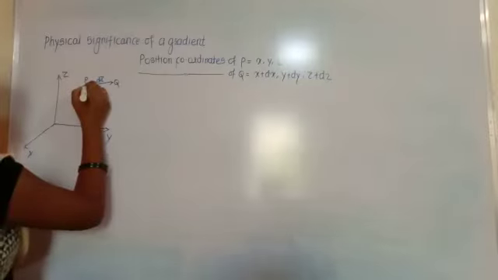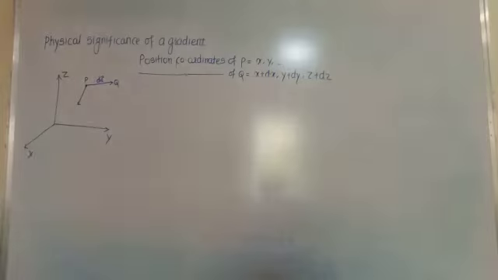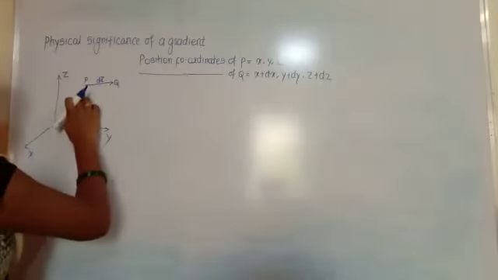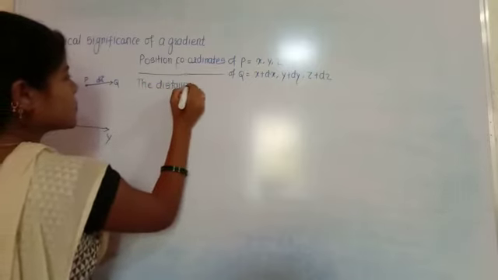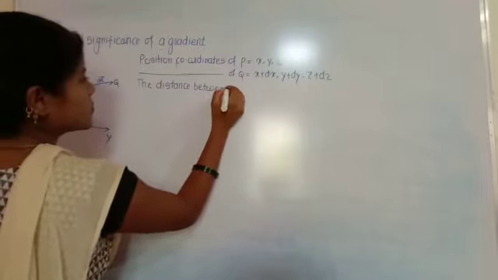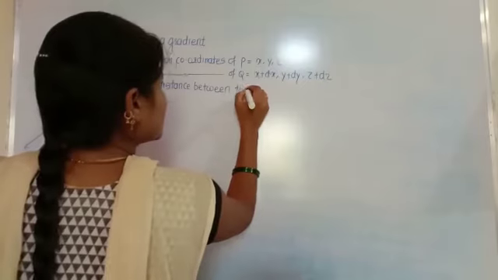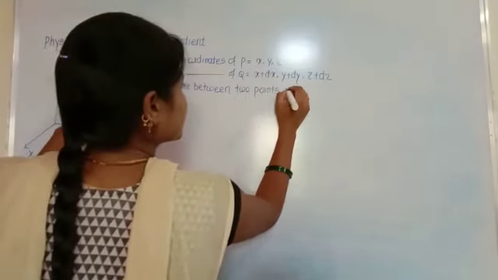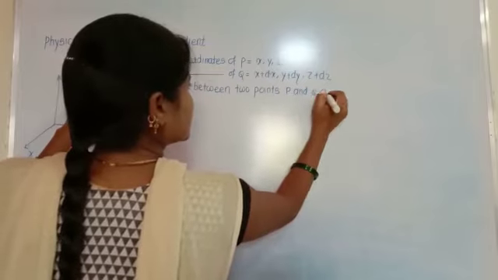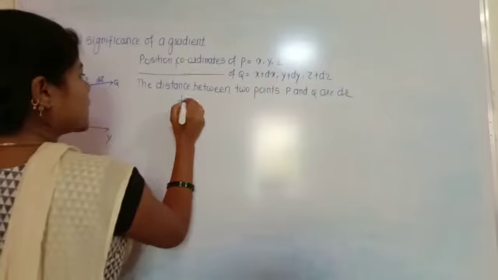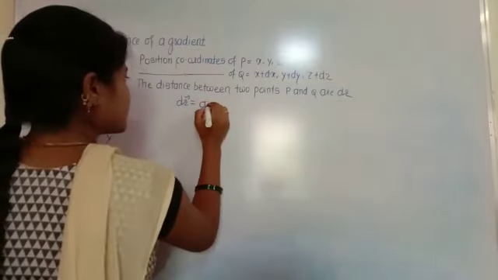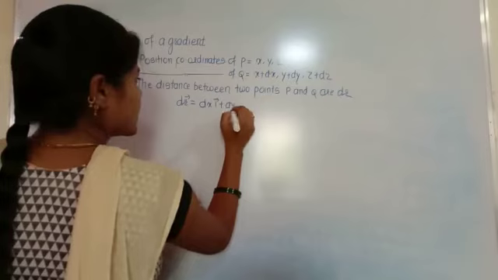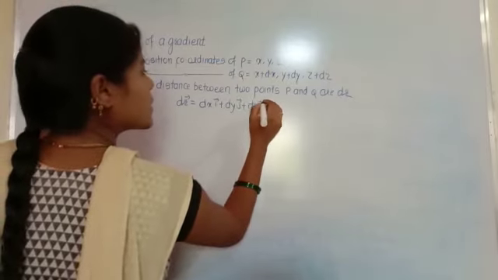If we draw the vector, the distance between the two points P and Q is dr, so that's why firstly we write dr, the distance between two points P and Q. This vector dr is nothing but dx vector i plus dy vector j plus dz vector k.